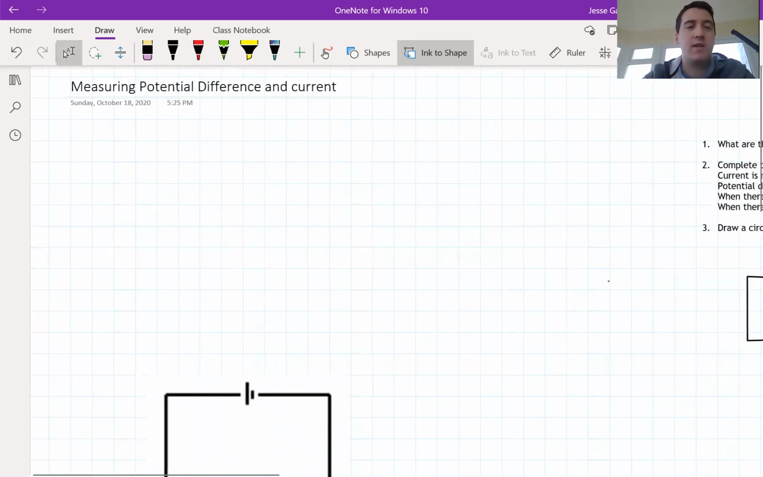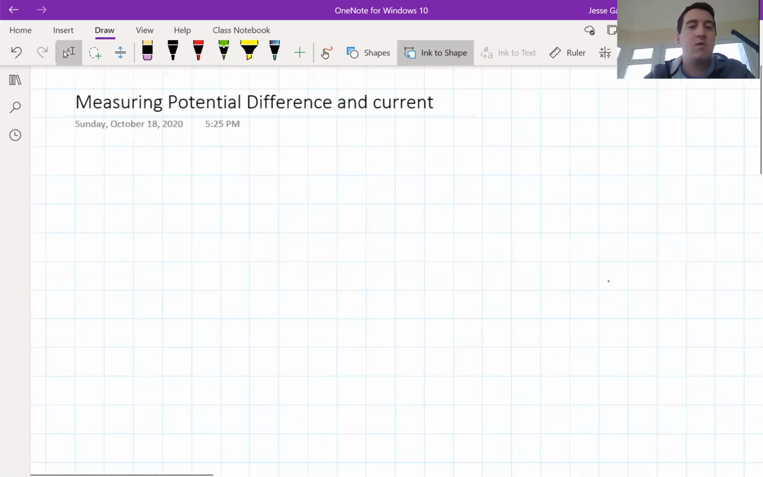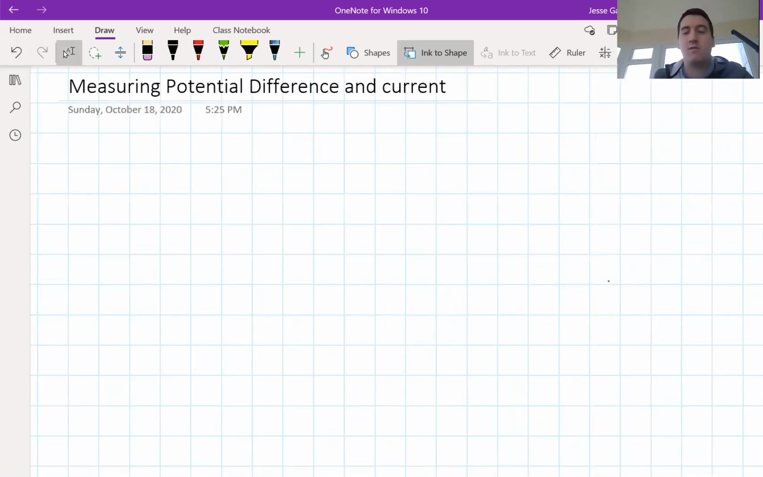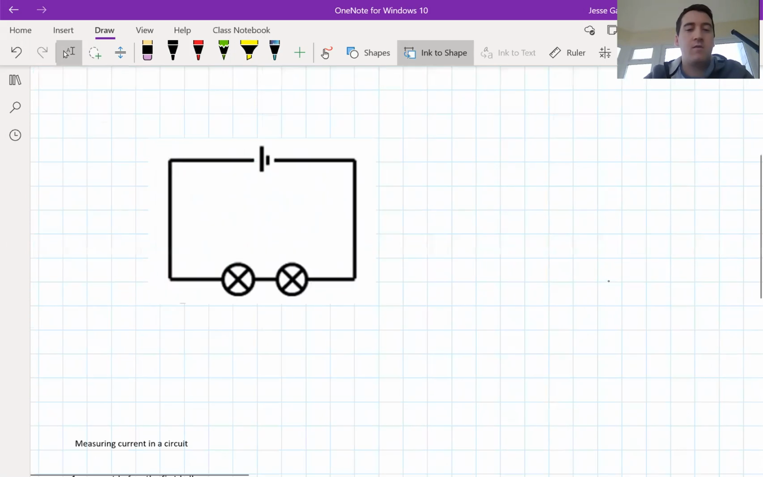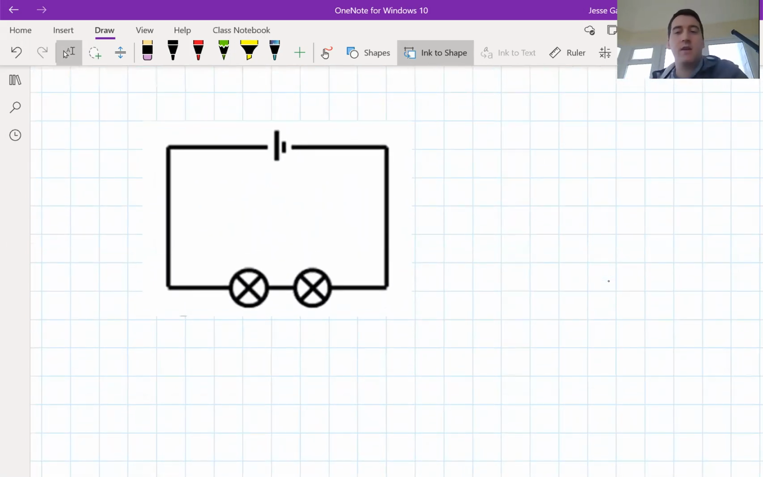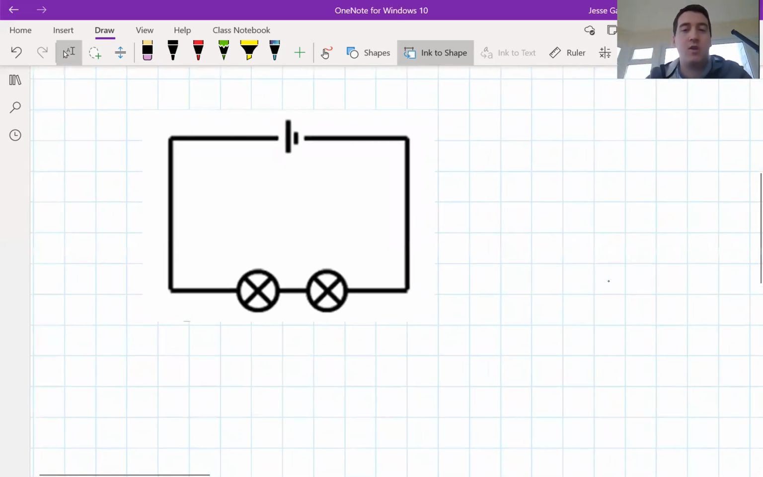Time to move on. We're going to take a look at today's content, which is how do we measure potential difference and current? Now, we're going to be using our simulation again, and you will find the simulation linked just below the video here. It's the same simulation we used the last day, and we are going to be using this circuit here. So this is just a single cell with 2 bulbs. I'm not going to get you to do that just yet.